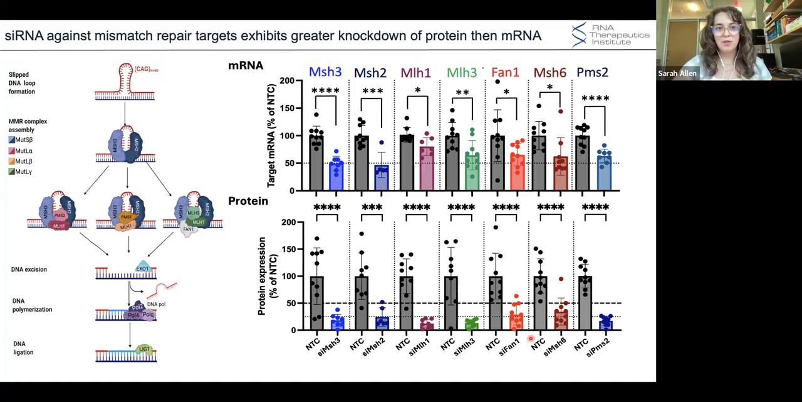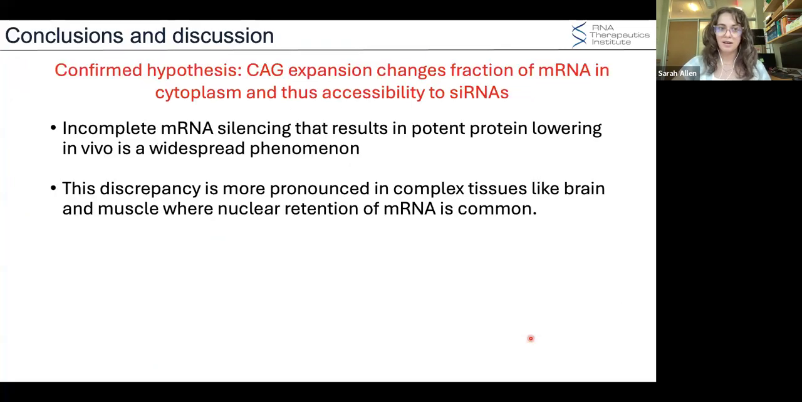But our conclusion here is that it is important to look at both mRNA and protein as an outcome when using siRNA because this discrepancy may be present. We also believe this discrepancy is more pronounced in complex tissue like brain or muscle. So all of these studies have been done in brain tissue, and in brain and muscle, nuclear retention of mRNA is more common.